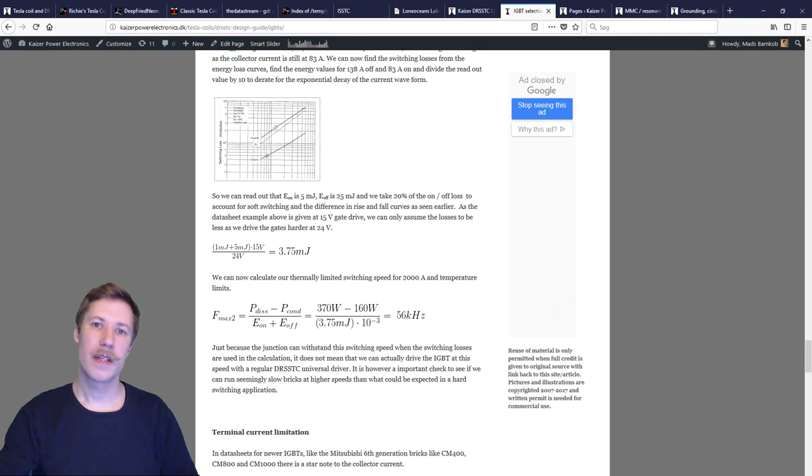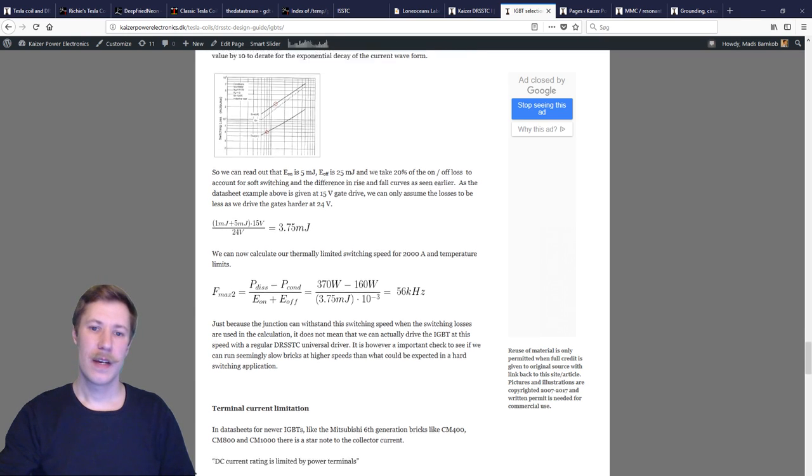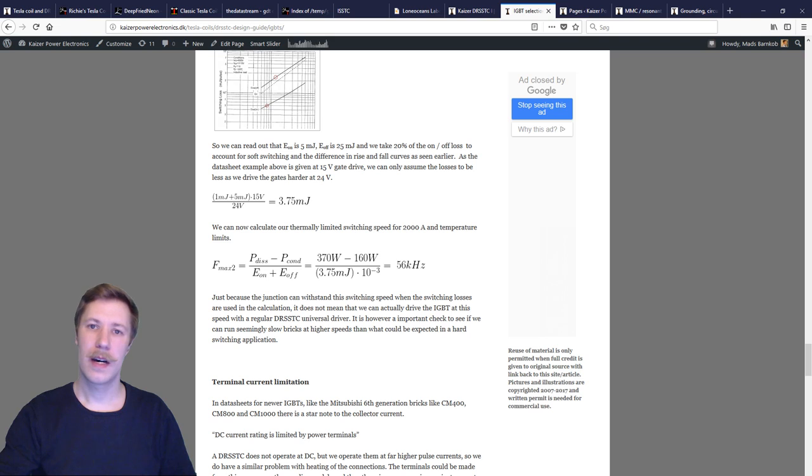And once we get down through all this, we correct the result according to our drive voltage. As I mentioned earlier, the harder we drive an IGBT, the more current it can switch, and the fewer losses we have. And we can simply see that when I accept a 30 degree temperature rise, I can switch a CM600 IGBT at 2 kiloamps at a maximum of 56 kilohertz.